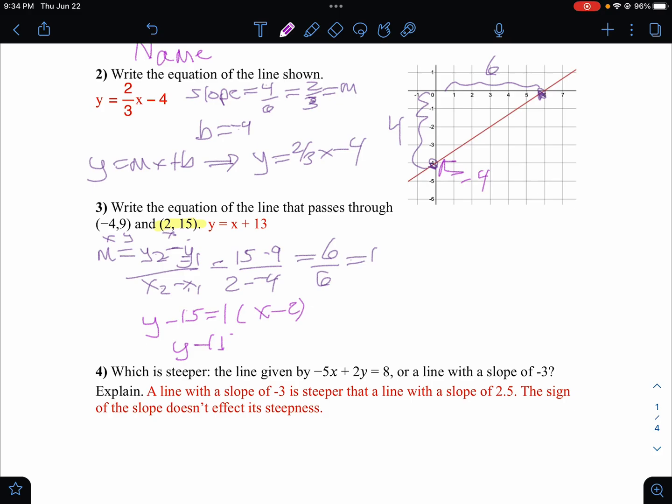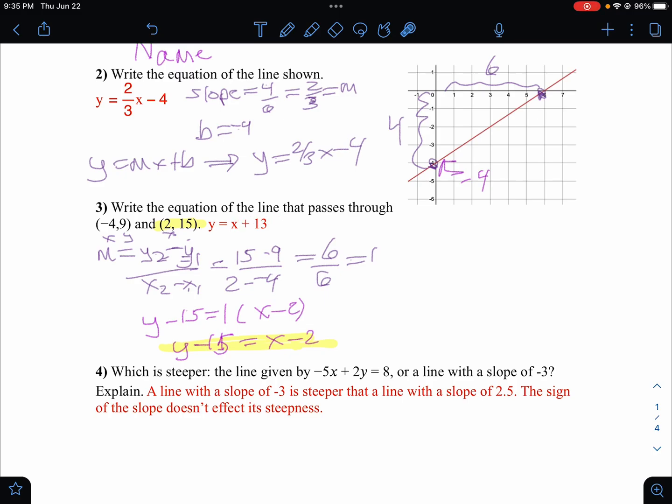So y minus 15 equals x minus 2. Now that's in point-slope form. If you would have written using the first point, you would have said y minus 9 equals x plus 4. If you choose to do y equals mx plus b, y equals x plus 13, no matter how you do it.